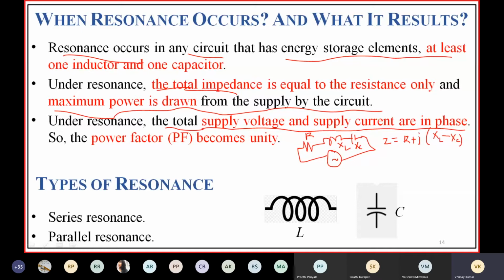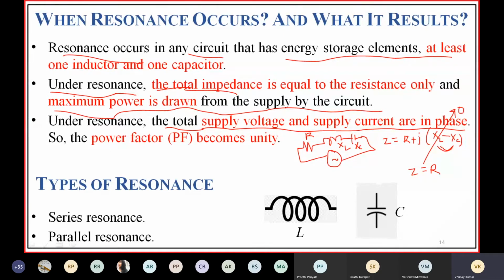Here what we do is we make both equal, XL equal to XC, which means we make the imaginary part 0. If you make the imaginary part 0, then Z will be equal to R. That's why under resonance, the total impedance is equal to the resistance only, so that maximum power is drawn from the supply by the circuit.